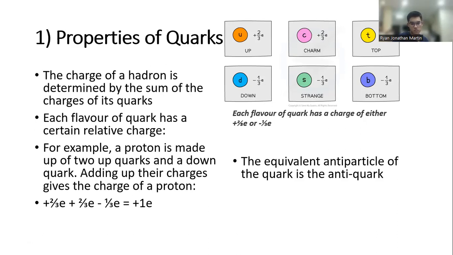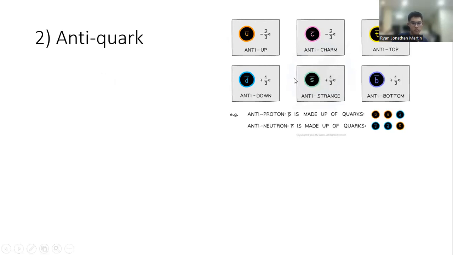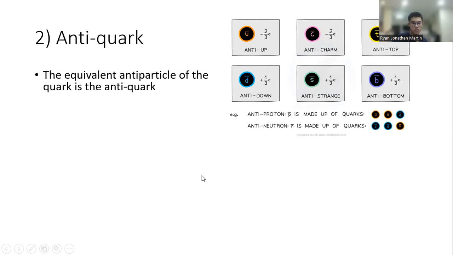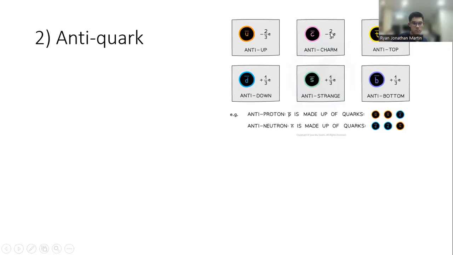The equivalent antiparticle of the quark is the antiquark. They are identical to quarks, except opposite in relative charge. Like this one, anti-up will be minus 2/3. Put a stroke up there. Equivalent particle, you just memorize this one. That's all. And then remember, it's just opposite if it's anti. Anti-up.